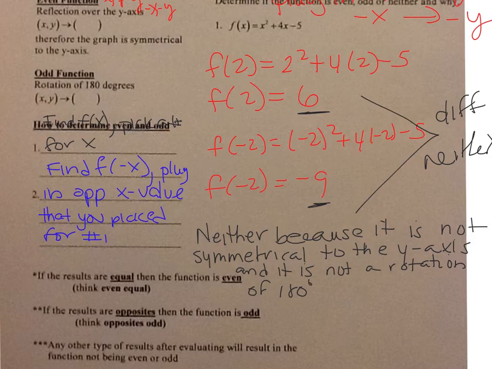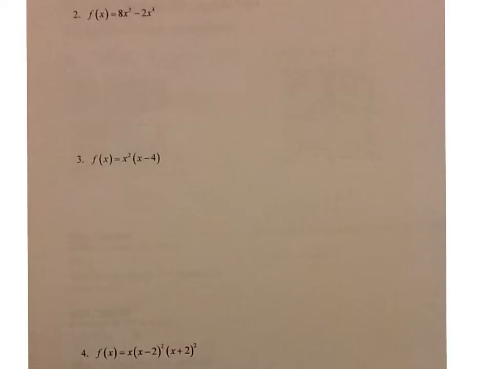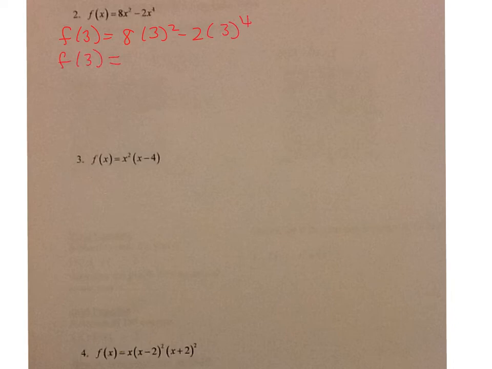Okay, so flip it over. Let's try some problems on the back. Okay, so on the back I have f of x is equal to 8x squared minus 2x to the 4th. So let's pick f of 3. So it'll be 8 times 3 squared minus 2 times 3 to the 4th power. Plug that in your calculator, and you get f of 3 is negative 90.